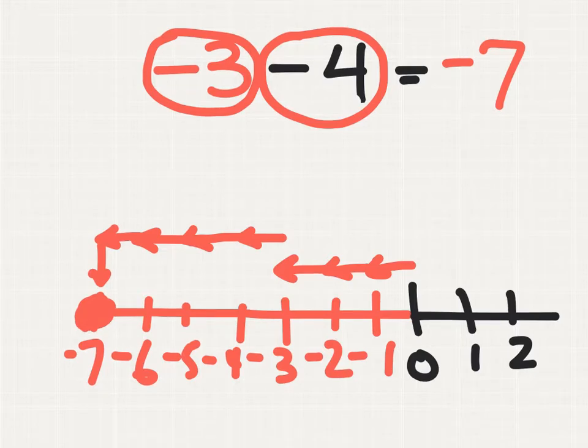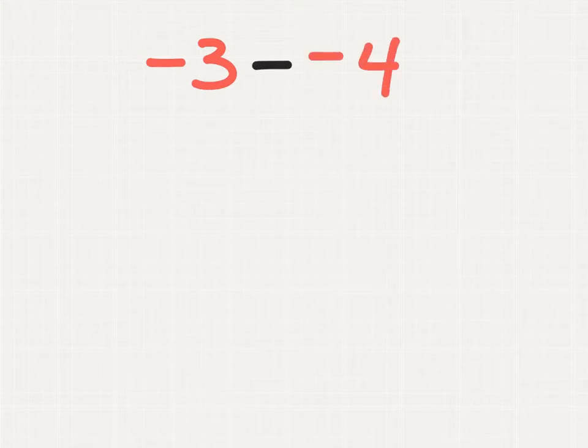Negative 3 minus 4, or negative 3 and negative 4, give me negative 7, which I've graphed on my number line using a closed circle at negative 7. Well, what if I have an example where I have negative 3 minus negative 4? Once again, we're going to wait. Let's see what the models show us.